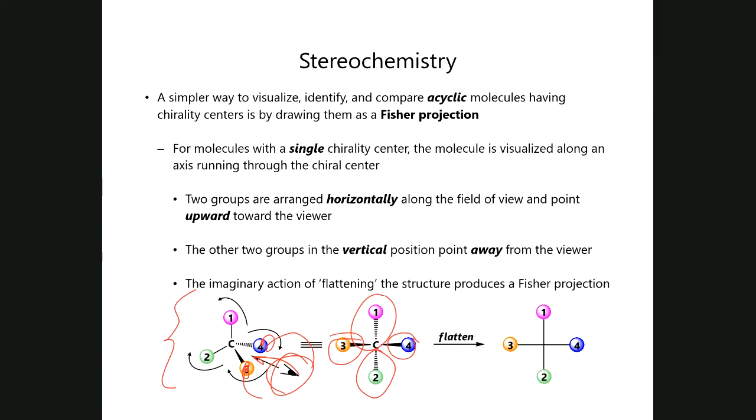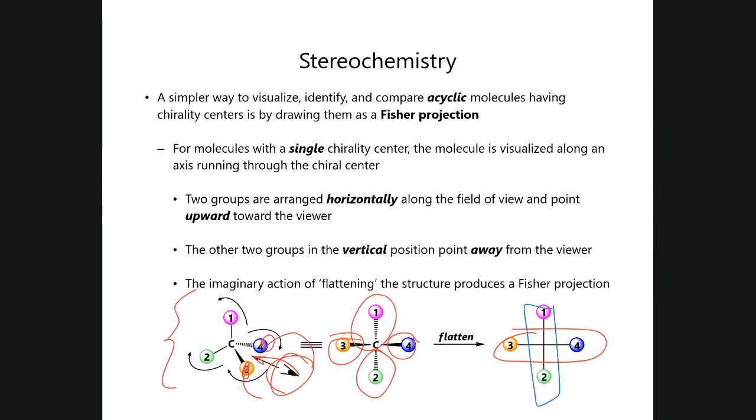So just imagine that you can then smack your screen and push it all down and smack it onto the white background, which is imagining it's a piece of paper. You're just swatting it like a fly and pushing everything back. So if you flatten everything, what turns out to happen is that three and four end up on the horizontal position, and then one and two end up on the vertical position.